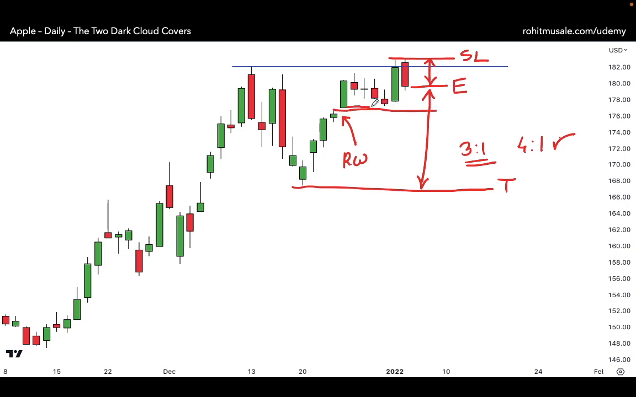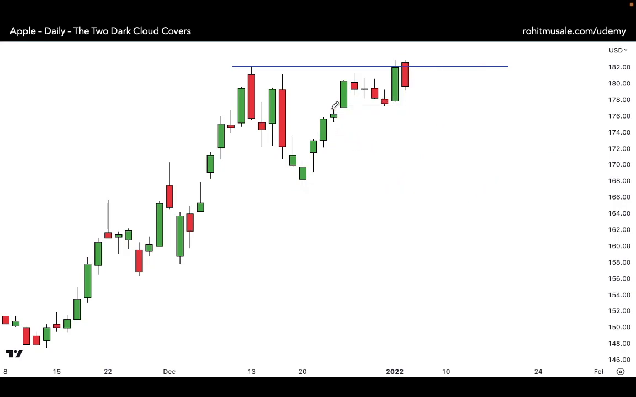Okay, so that's the problem. That is one reason I would not take this trade. But imagine if this shadow was like this, so that there is no gap. Okay, in that case, there is a clear trade here: one dark cloud cover confirming the resistance of a prior dark cloud cover.